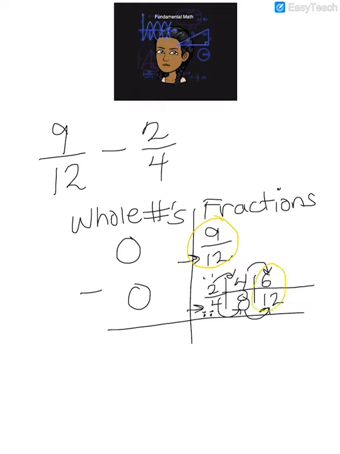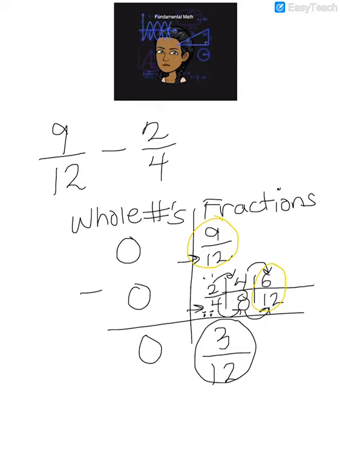Now, it's very important that you know when we skip count, it is making equivalent fractions, all right? So now we're going to subtract our numerators. 9 minus 6 is 3, and our denominator does not change. Of course, 0 minus 0 is still 0. Okay, so now I have 3/12. My last and final step is that I always need to make sure that my fractions are simplified. They're in simplest form, okay?